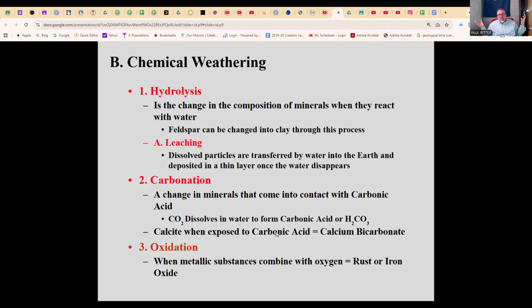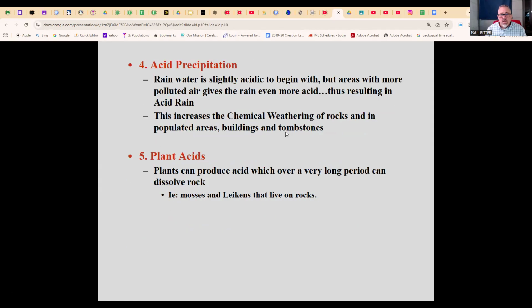Oxidation. We have many types of oxidation. When we talk about iron, it's called rust. When oxygen mixes with the iron to create iron oxide, now you have rust. Copper will do the same thing, and so we see this breaking down as a result of that. Acid precipitation: I already kind of talked about this with carbonic acid. Again, acid precipitation is slightly acidic rainwater. It breaks down rocks. We'll talk about buildings and tombstones as well.